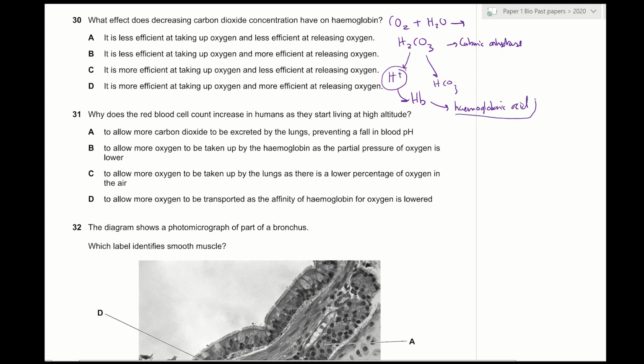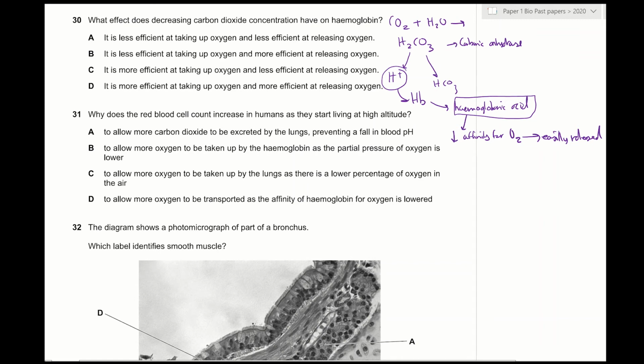And hemoglobinic acid has a lower affinity for oxygen, therefore oxygen is easily released. And hardly absorbed. Let's see the suggestions.